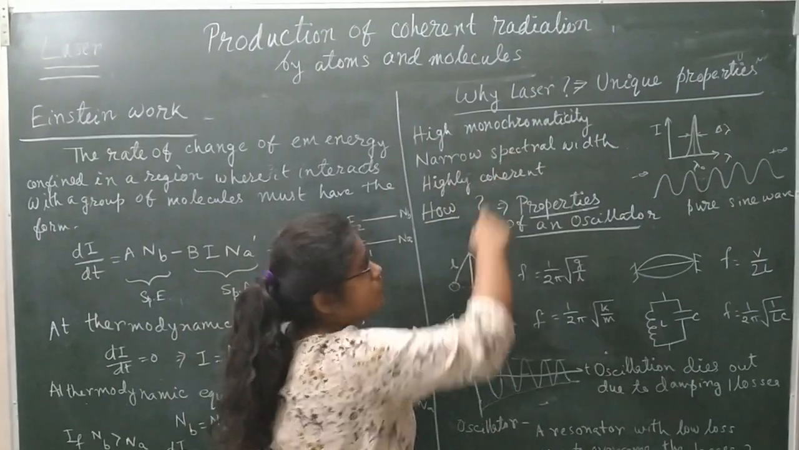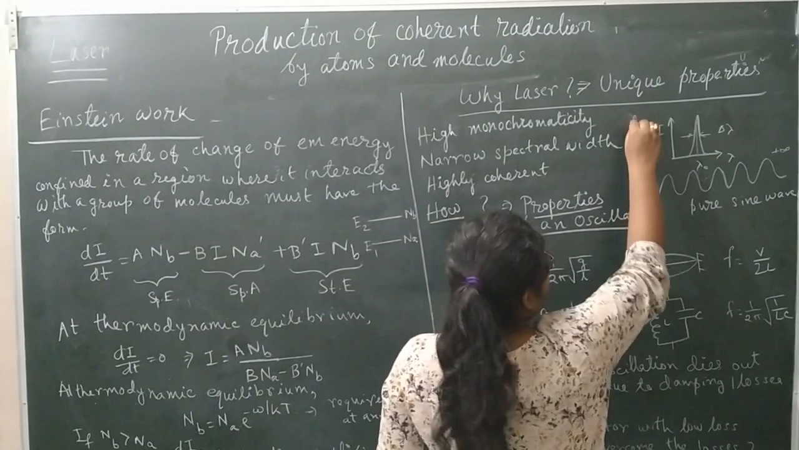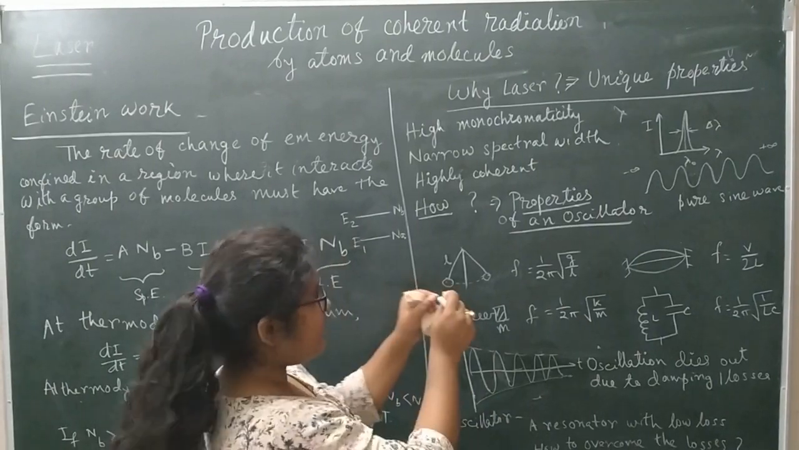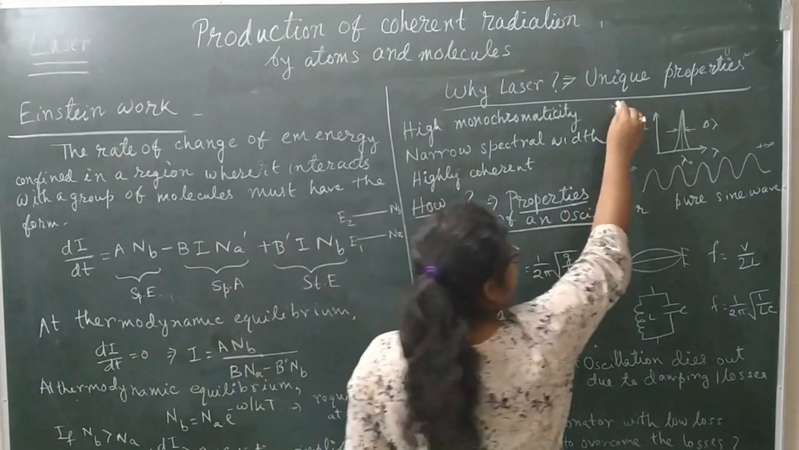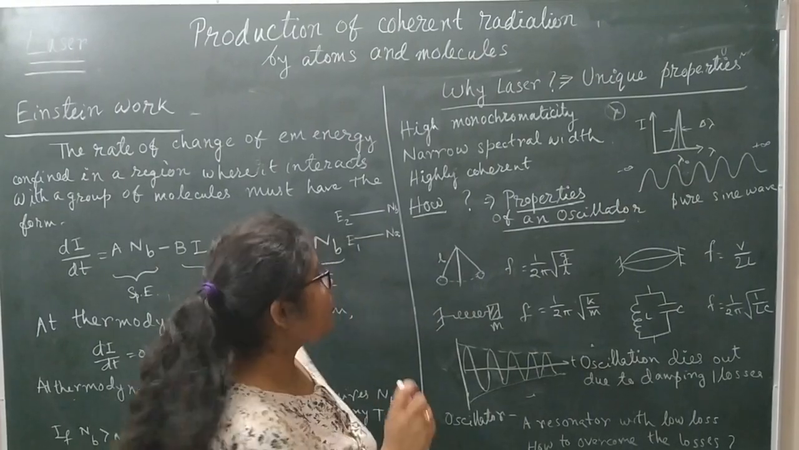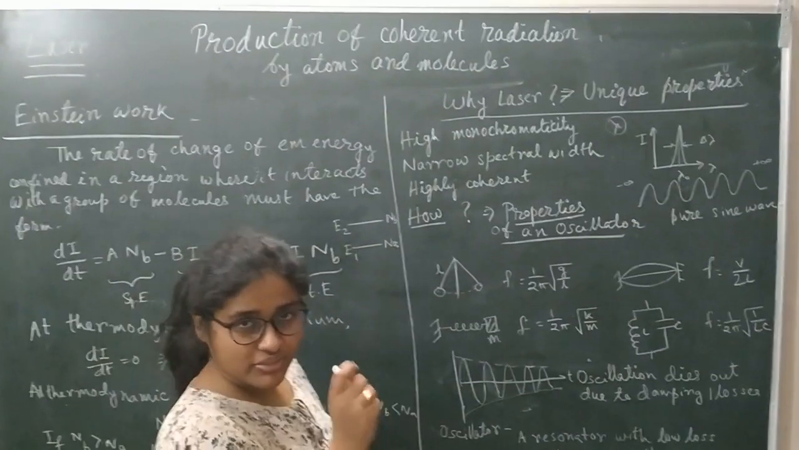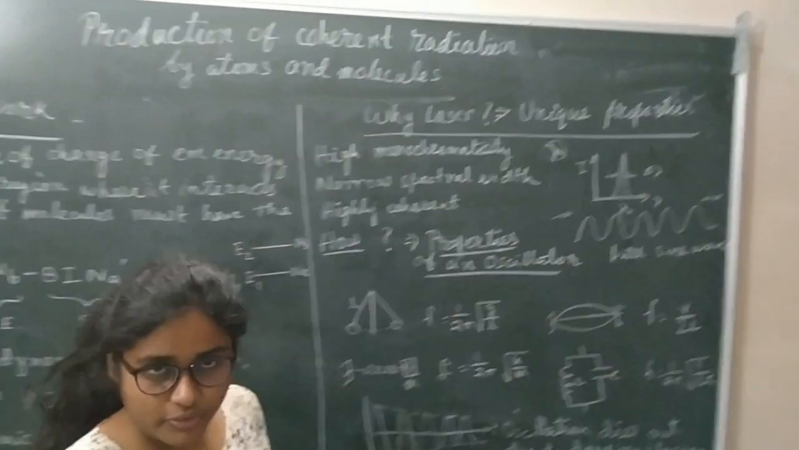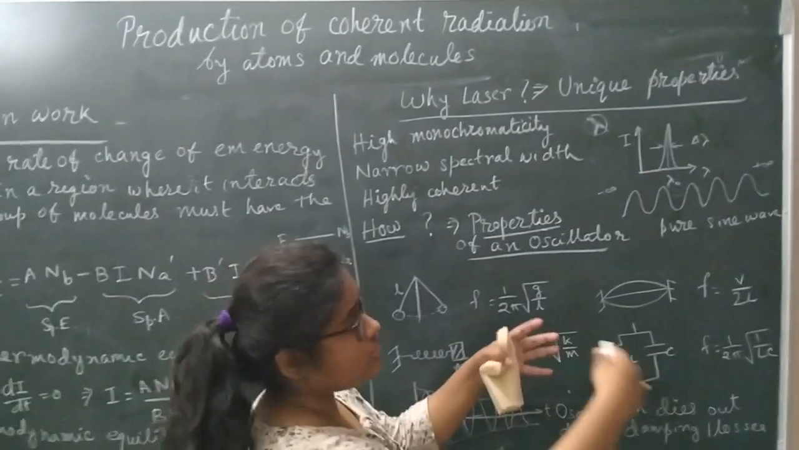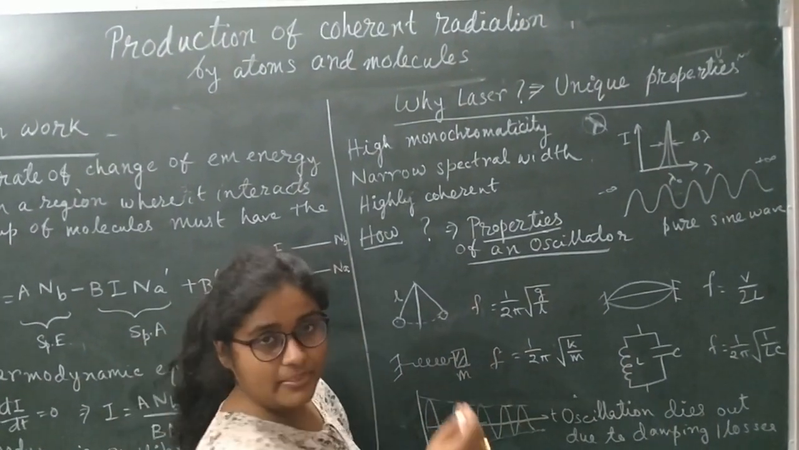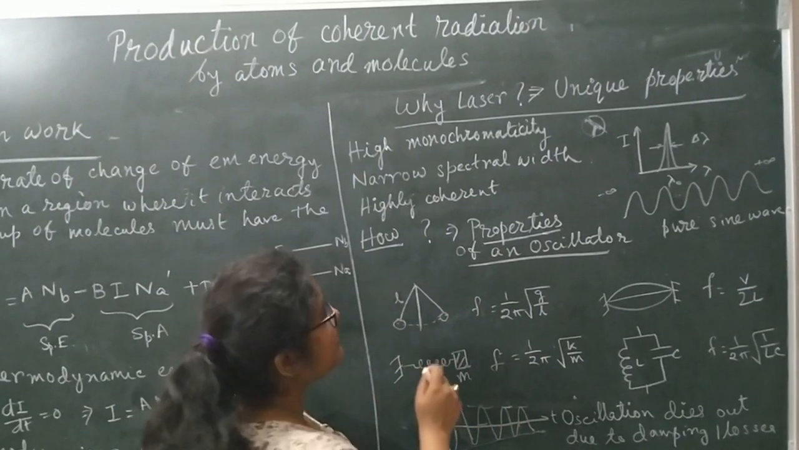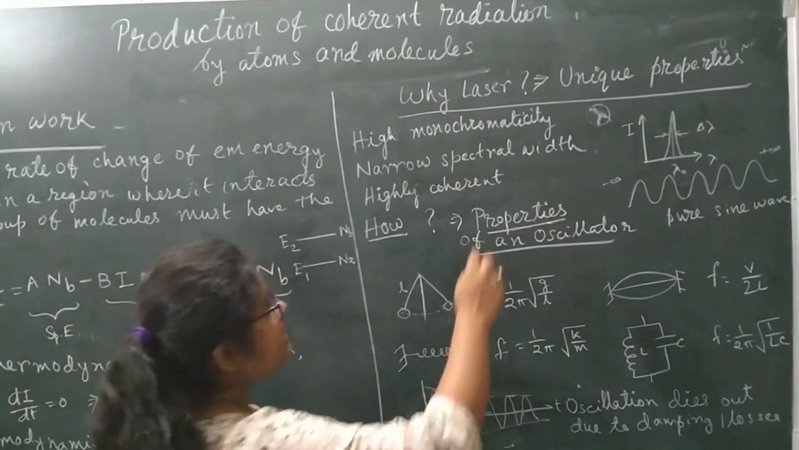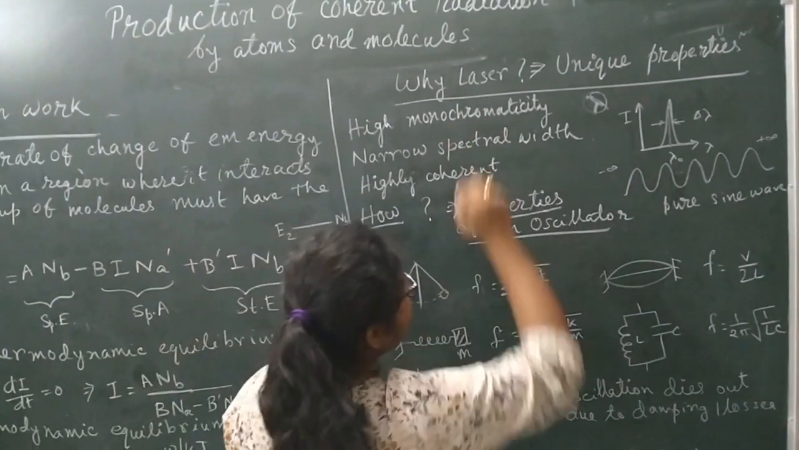Look, highly monochromatic means if you have a particular wavelength lambda, and the laser light consists only of a single lambda, then that light should be called monochromatic. White light is not monochromatic, it is a combination of different wavelengths. So light having a single wavelength or almost a single wavelength can be called monochromatic light. In the laser case, it has a single wavelength, so it is highly monochromatic.